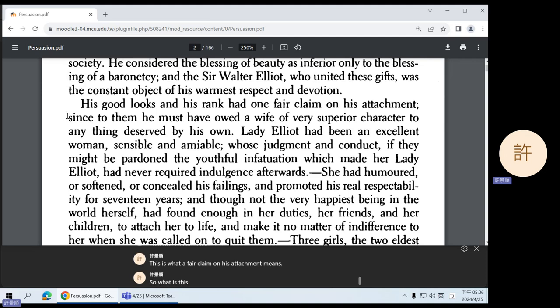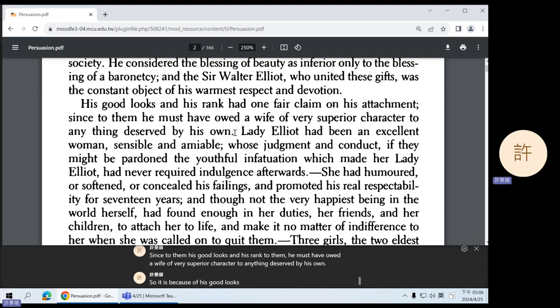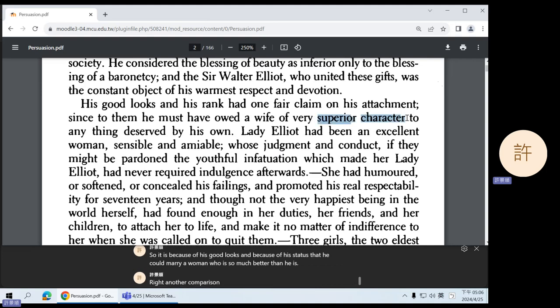So what is this one good reason? Since to them, his good looks and his rank, to them he must have owed a wife of very superior character to anything deserved by his own. So it is because of his good looks and because of his status that he could marry a woman who is so much better than he is. Right? Another comparison, superior character compared to anything deserved by himself. So if it's just person to person, his wife was so much better. But because he has beauty and status, it makes him a better match for her.